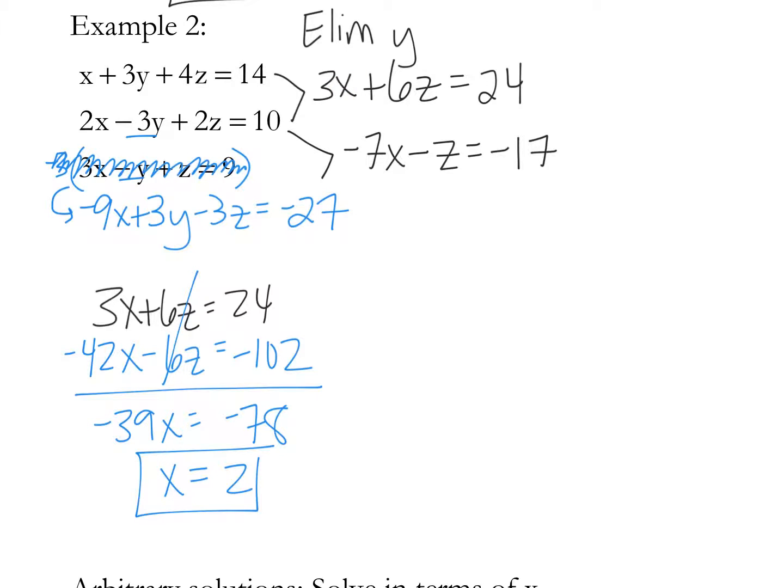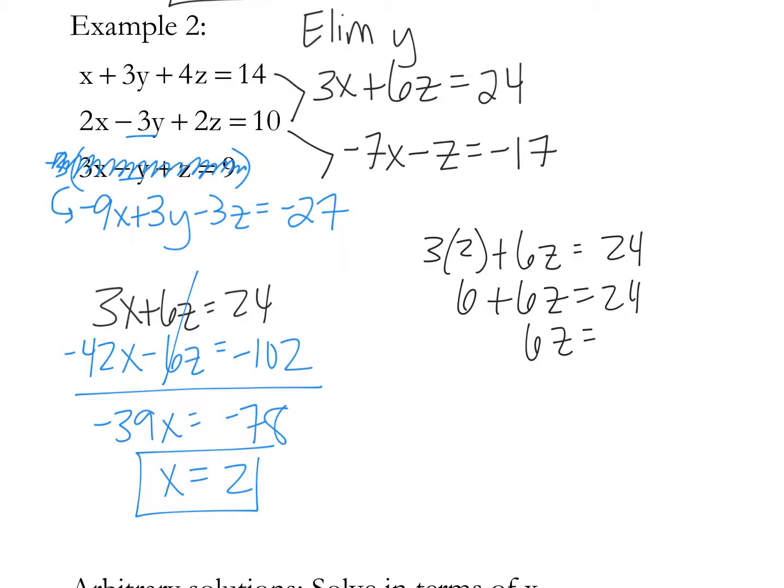So that's going to give me 3 times 2 plus 6z equals 24. This is 6, and 6z equals 24. 6z equals, when I subtract 6, I get 18. Z equals 3. Nice. So now I have an x and a z, so pick one of these 3 original equations to plug into to finally figure out what y is.